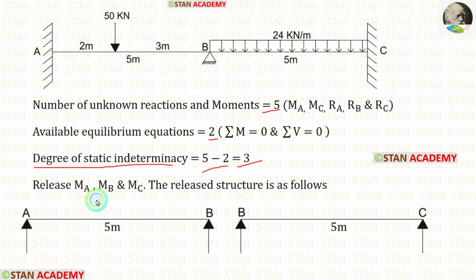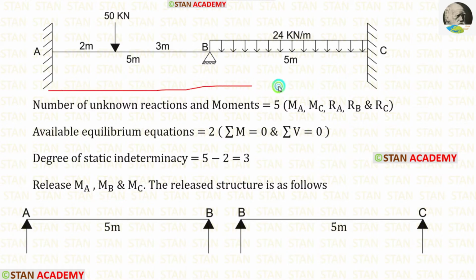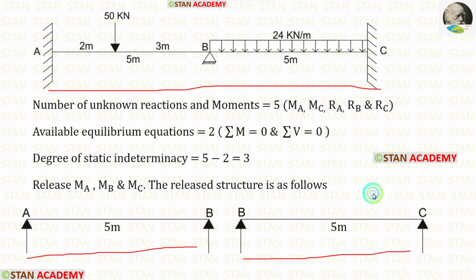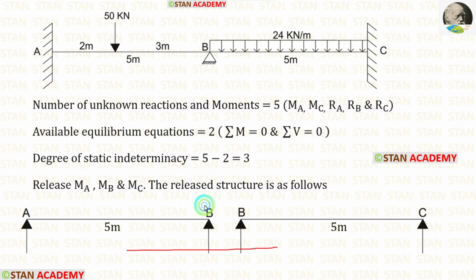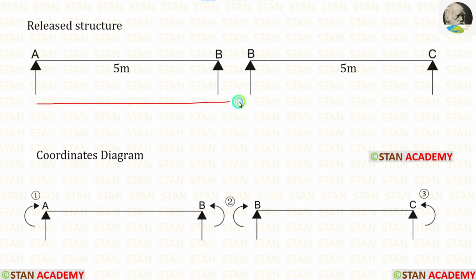We will get 3. Let us remove MA, MB and MC so that this statically indeterminate beam changes into two statically determinate simply supported beams. This is called the released structure. We have made the released structure.